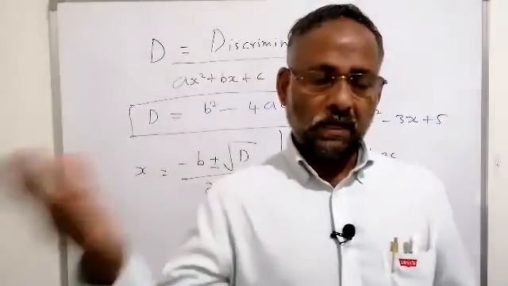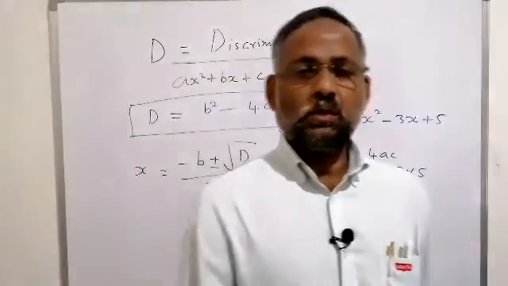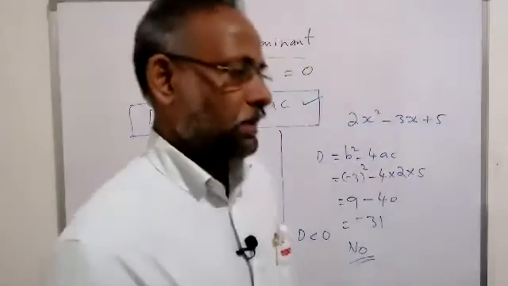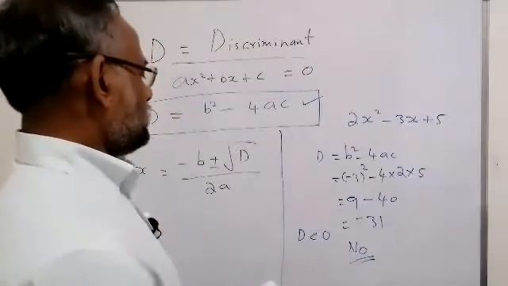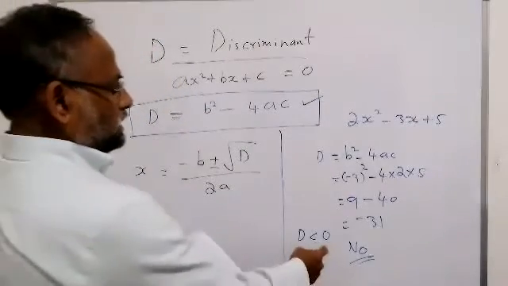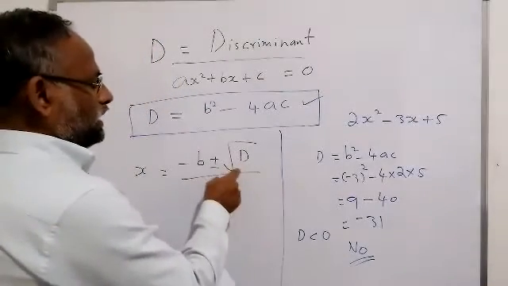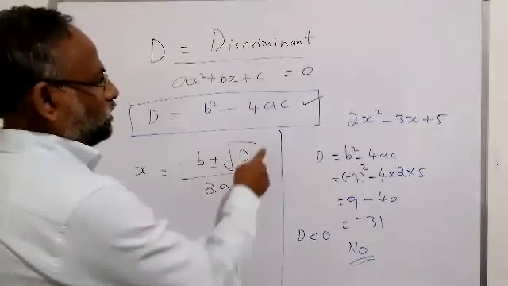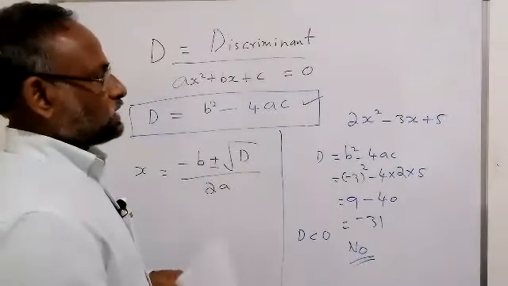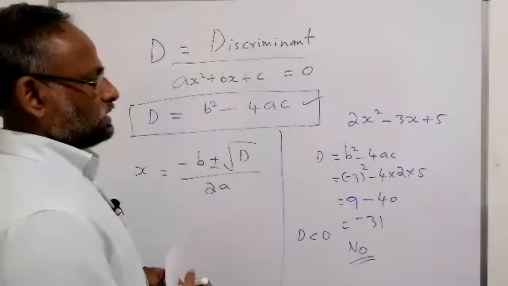In class 11 and 12, that is where iota comes in, so don't study that now. Here, D is less than 0. That is why we are in trouble, and that is why there are no roots. Three conditions are there.